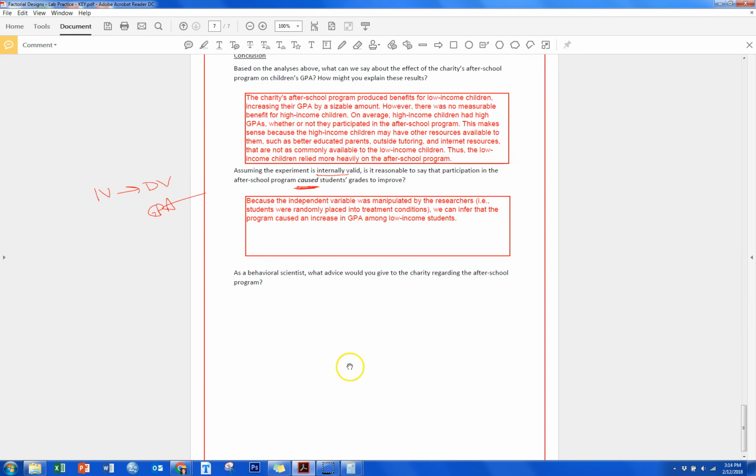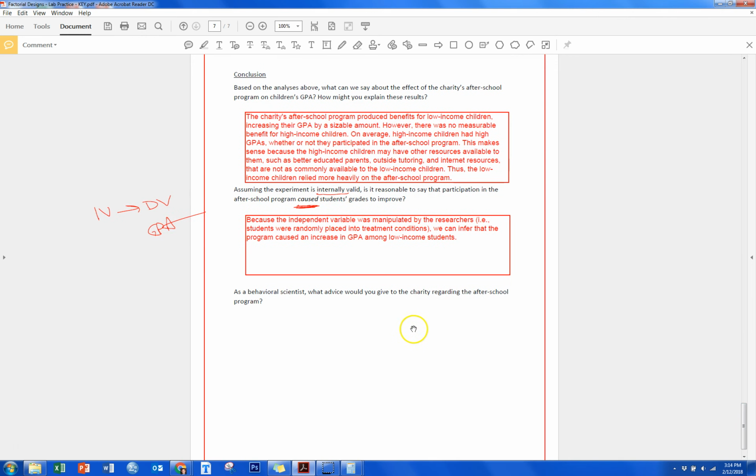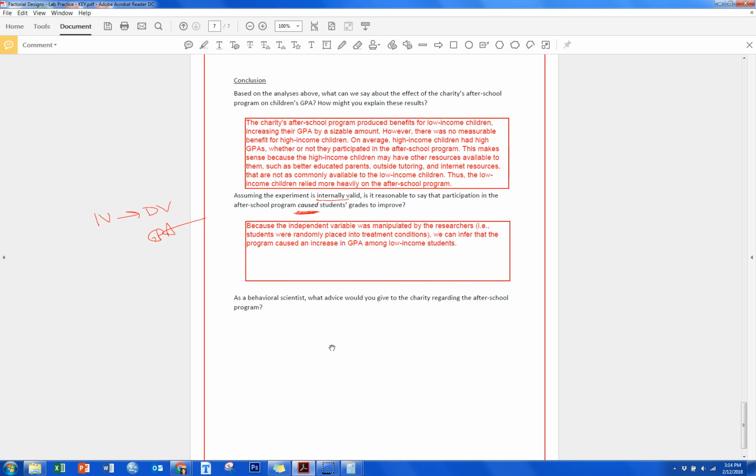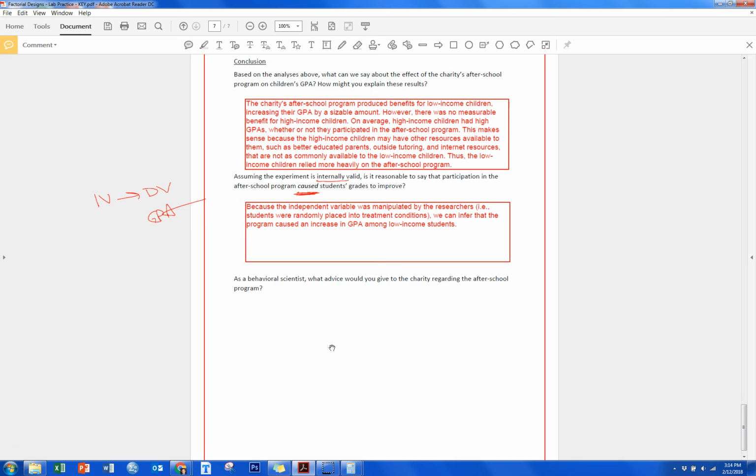As a behavioral scientist, what advice would you give the charity regarding the after-school program? So finally, we're talking about the implications. So far we've said, here's what the data say, here are the conclusions of our analysis, but what do we actually do with this information? What advice do you give to the charity? Should they shut the program down? Should they keep the program going? A couple of thoughts come to mind.